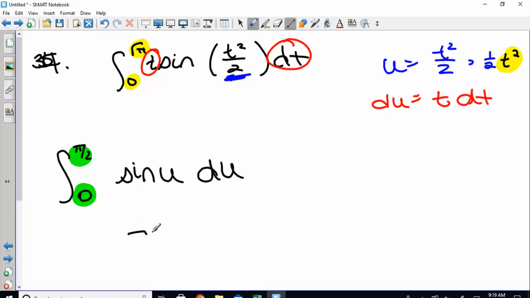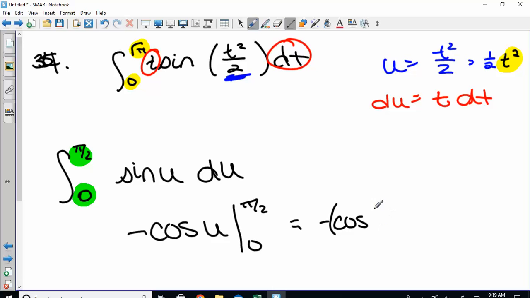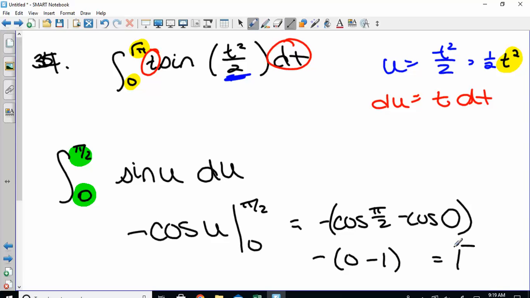Antiderivative of sine, so that would be negative cosine from 0 to pi over 2. So that's negative cosine of pi over 2 minus negative cosine of 0. We get positive 1.